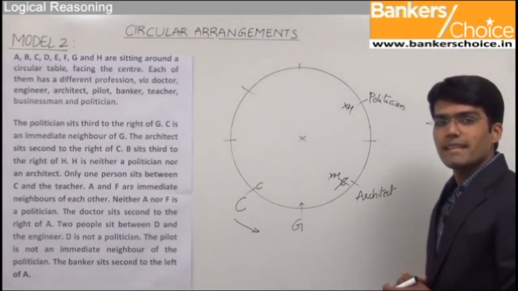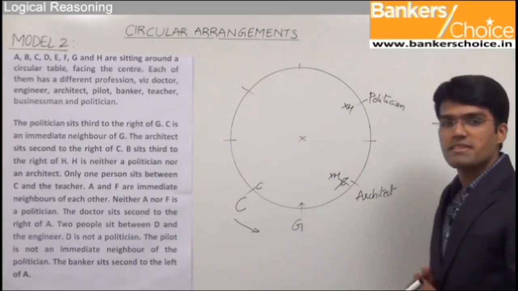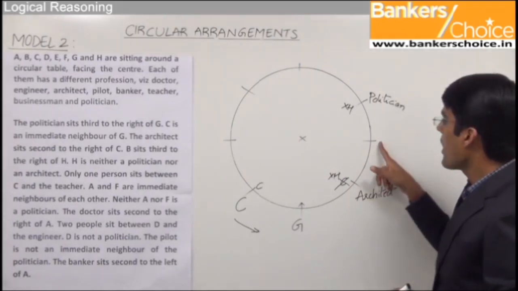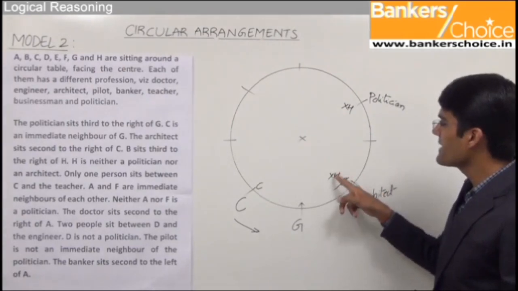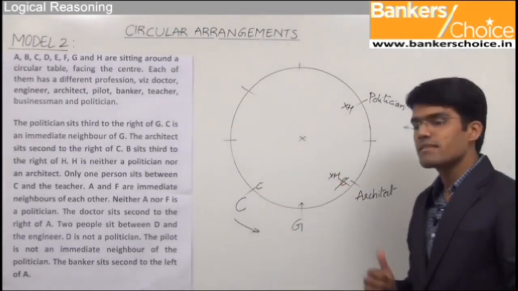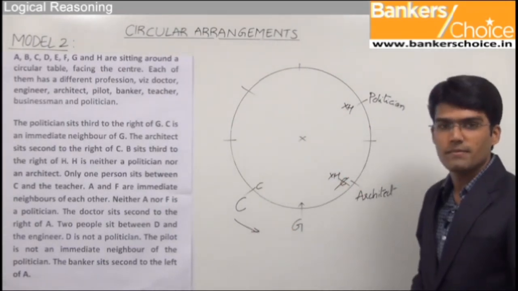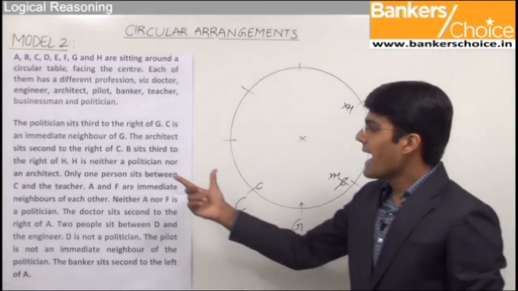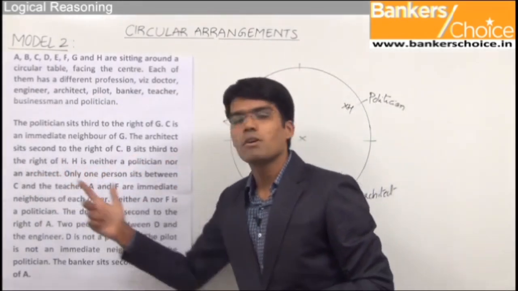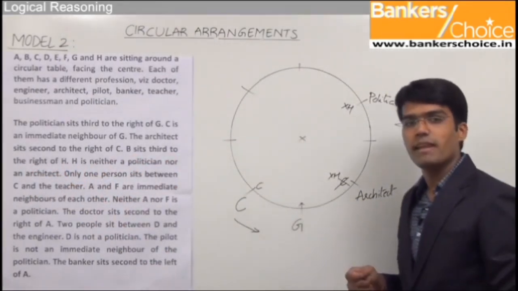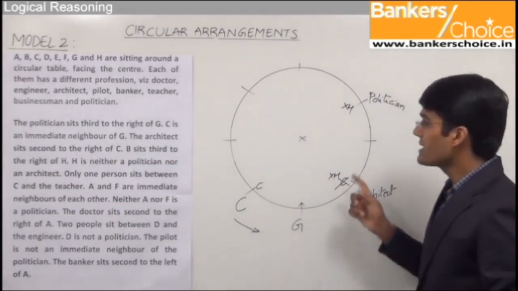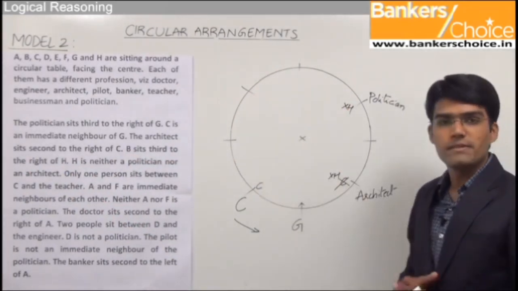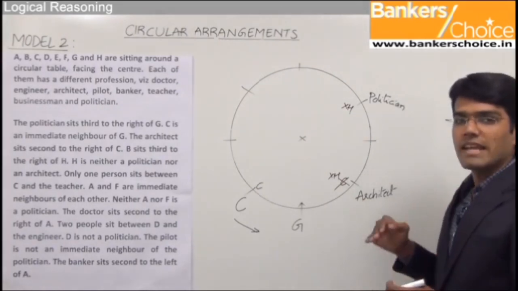So now we can say that there are a total of 4 positions available for H, that is 1, 2, 3 and 4. Since in these two places H cannot sit, and these two places are already occupied by C and G. We also know that B sits third to the right of H. So let us now try to find out which can be the possible position for B with respect to all the 4 possibilities for H. Let us check them one by one.